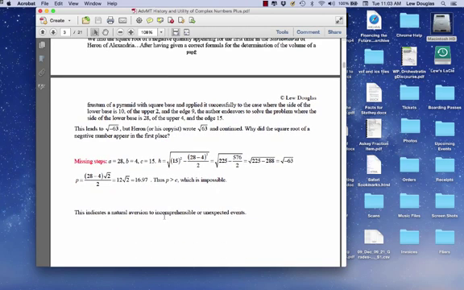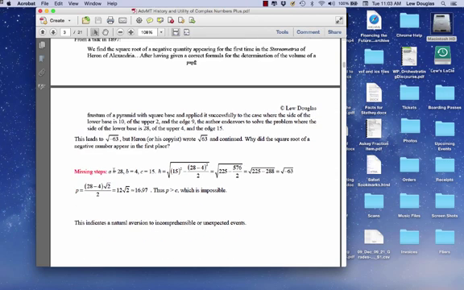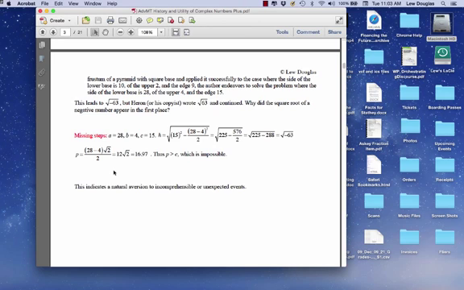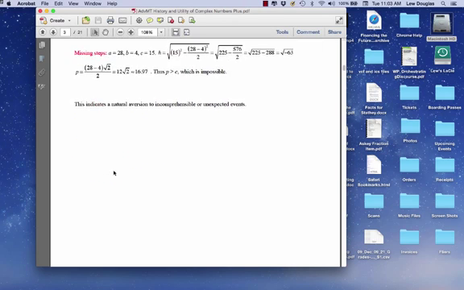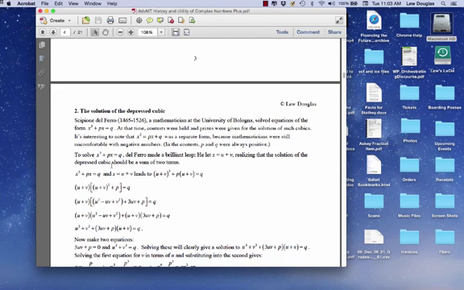Okay? And what this indicates is a natural aversion to incomprehensible or unexpected results. If you get the square root of a negative number, the first thing you want to do is just get rid of the negative sign. And people want to do this, and mathematicians did this. Kind of interesting.